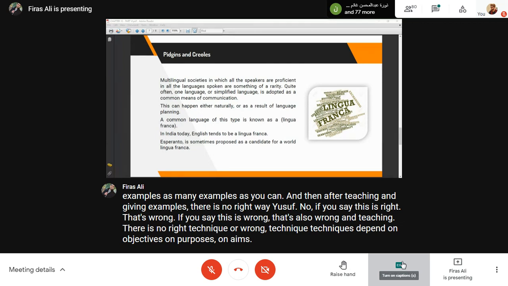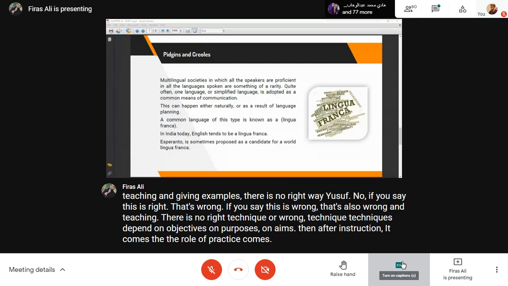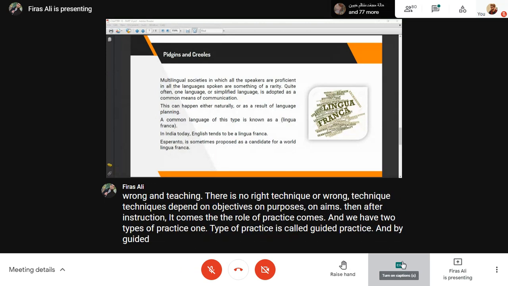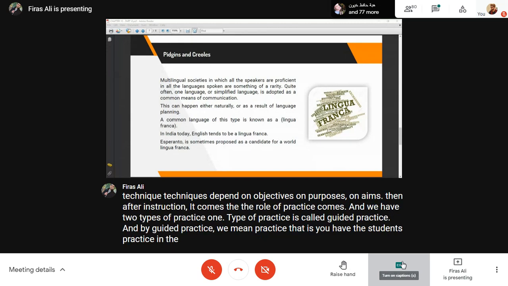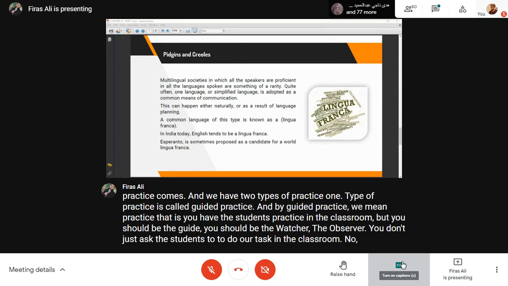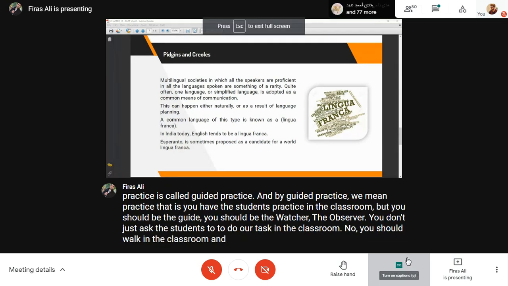Then after instruction, the role of practice comes. And we have two types of practice. One type of practice is called guided practice. And by guided practice, we mean you have the students practice in the classroom, but you should be the guide. You should be the watcher, the observer. You don't just ask the students to do a task in the classroom. No, you should walk in the classroom and watch, observe how the students are doing, and maybe help them with the answer.